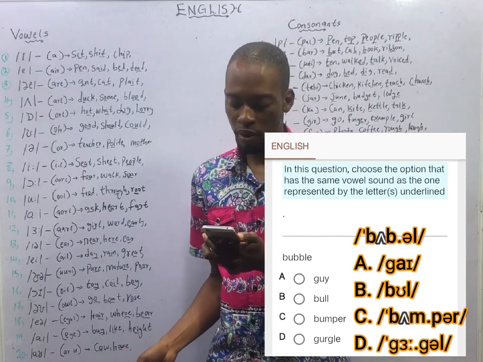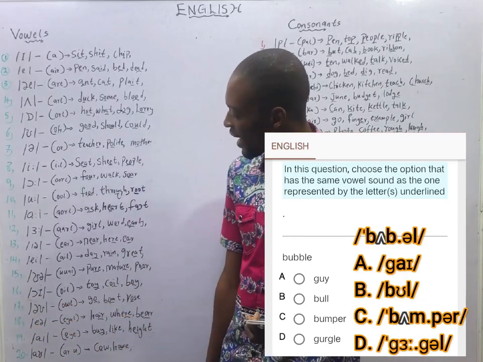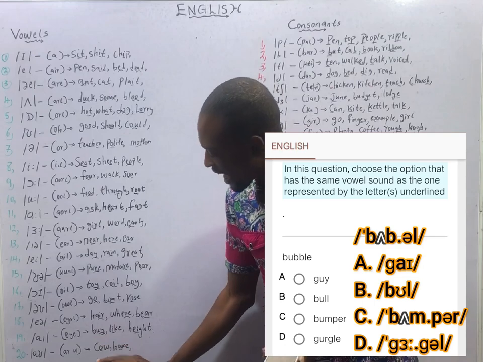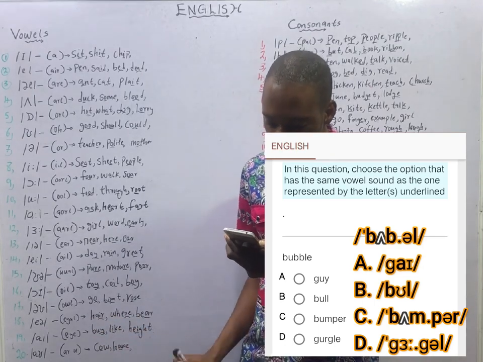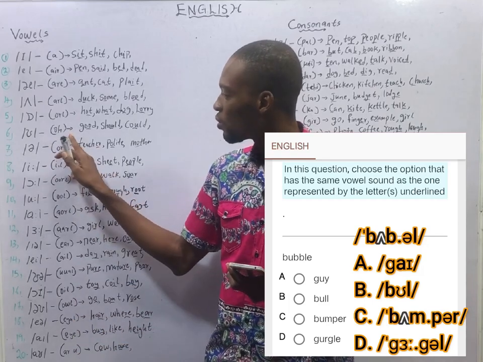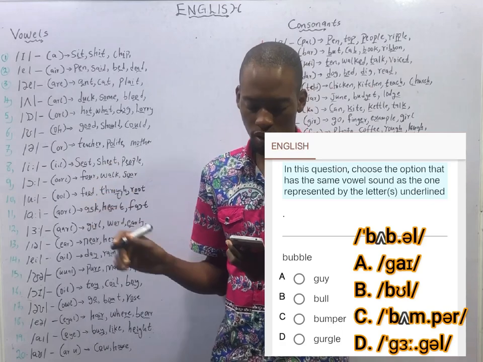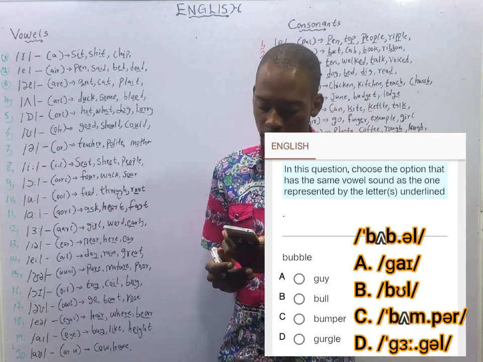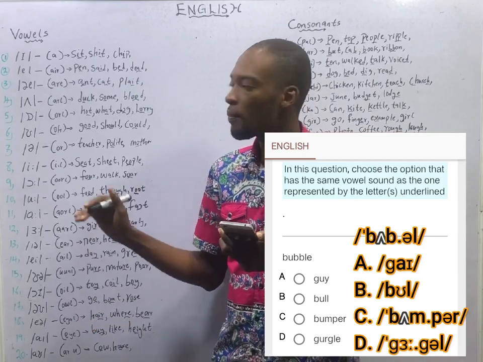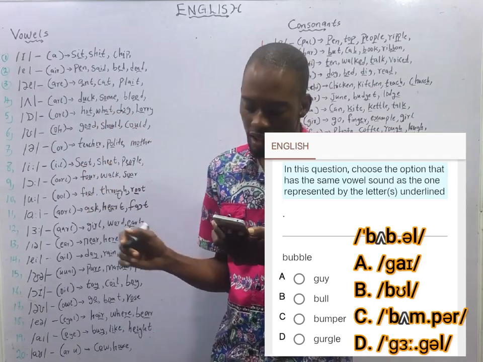So babble has the R sound, and we have guy, which has the I sound, as in by, like, and height. We have bold, which has the O sound, gold, showed, code, bold. Then we have the bumper. That is not bumper, it is bumper. It has the R sound.